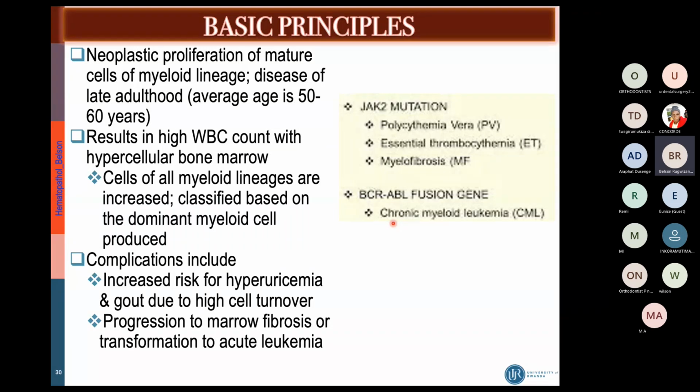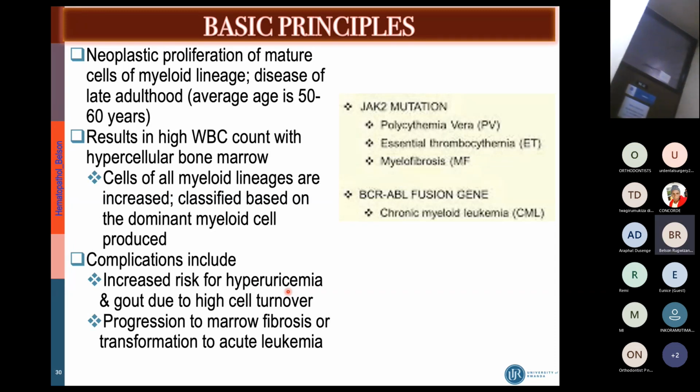Complications: there is a risk of hyperuricemia and gout due to high cell turnover, because there are so many cells in the blood. So there are also so many cells which will be killed, especially in the spleen. And when they are killed, uric acid will be produced, and that one will be the origin of this hyperuricemia.